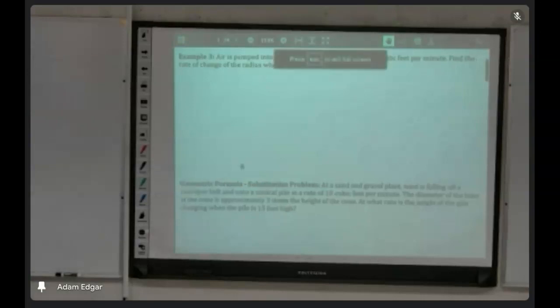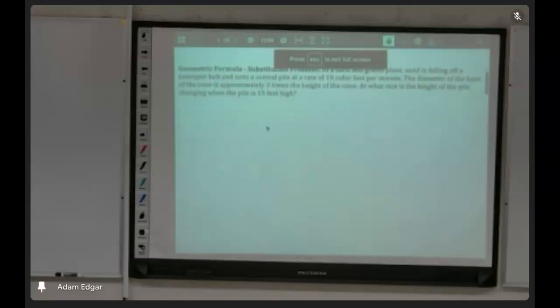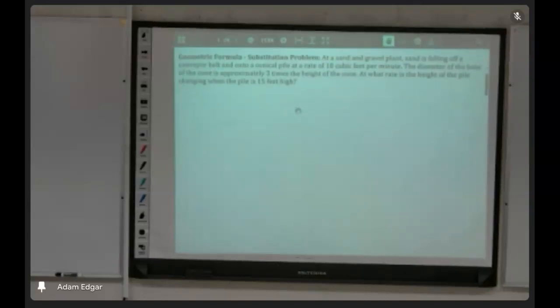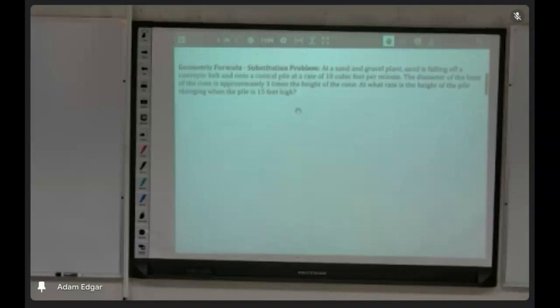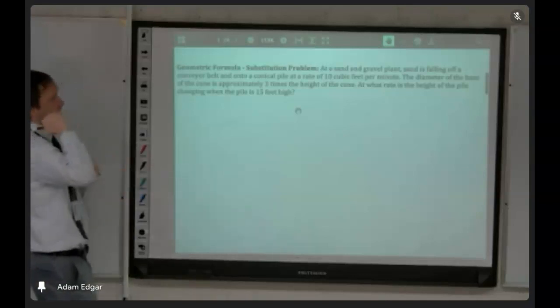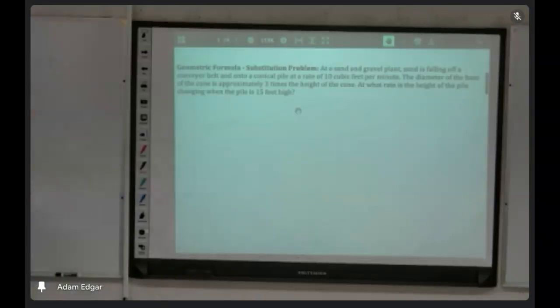So here we got, at a sand and gravel plant, I guess that's a thing, you have sand falling off a conveyor belt. It makes a conical pile, and the sand's coming onto that at a rate of 10 cubic feet per minute. And then you have the diameter of the base is roughly 3 times the height of the cone. That's going to be a key piece of information when we start to solve this. We want to know the rate at which the height of the pile is changing when it's 15 feet high.